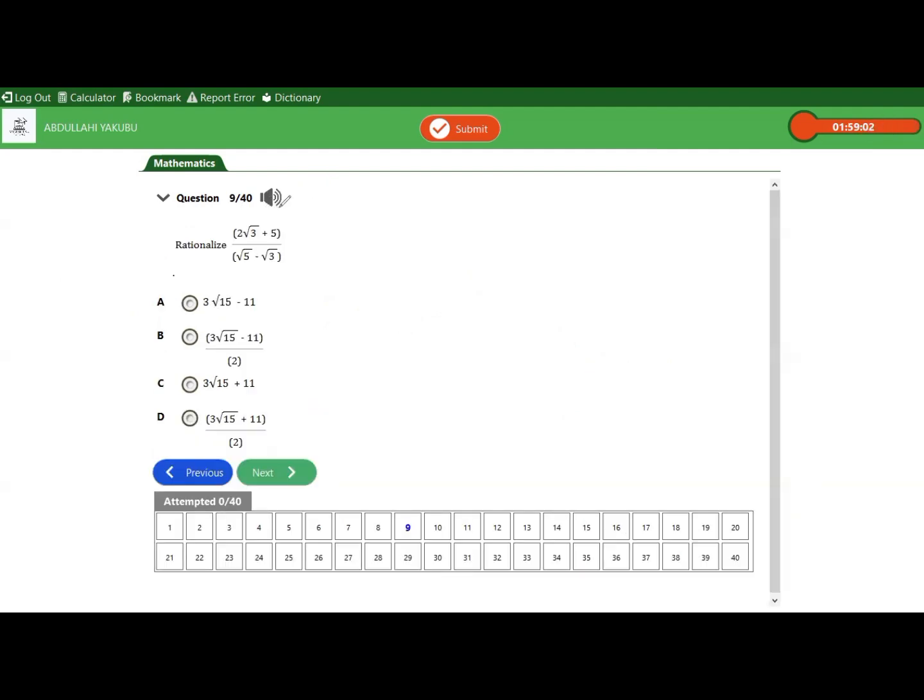I think the correct question is 2 root 3 plus root 5, all over root 5 minus root 3. So if you are to rationalize this, to rationalize a surd, you look at the numerator, then find the conjugate. The conjugate of the surd, you multiply it by both numerator and denominator, and the conjugate is opposite of this sign. We have minus here, the conjugate becomes plus.